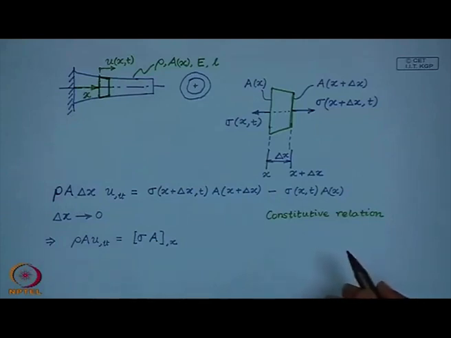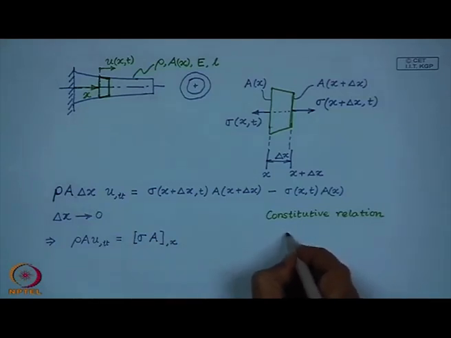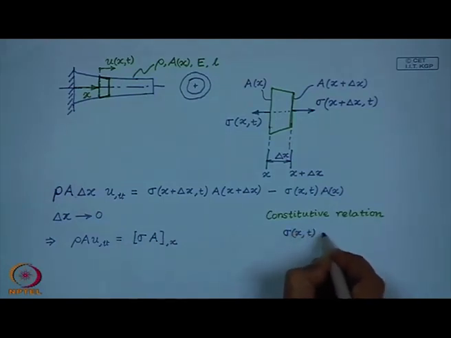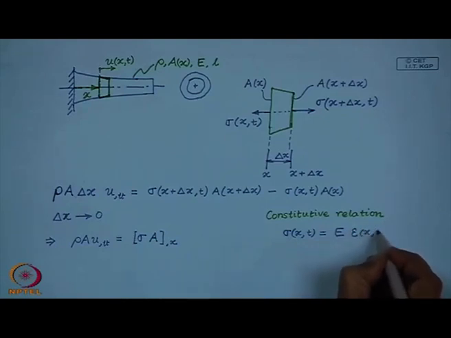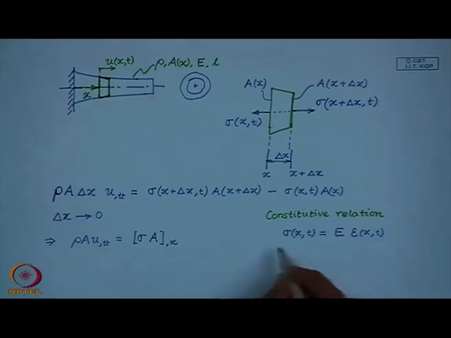Which will relate the stress with the strain. So, we know that the axial stress is proportional to the strain and the proportionality constant is the Young's modulus. So, this is Hooke's law in one dimension. Along with this, we need the strain displacement relation.